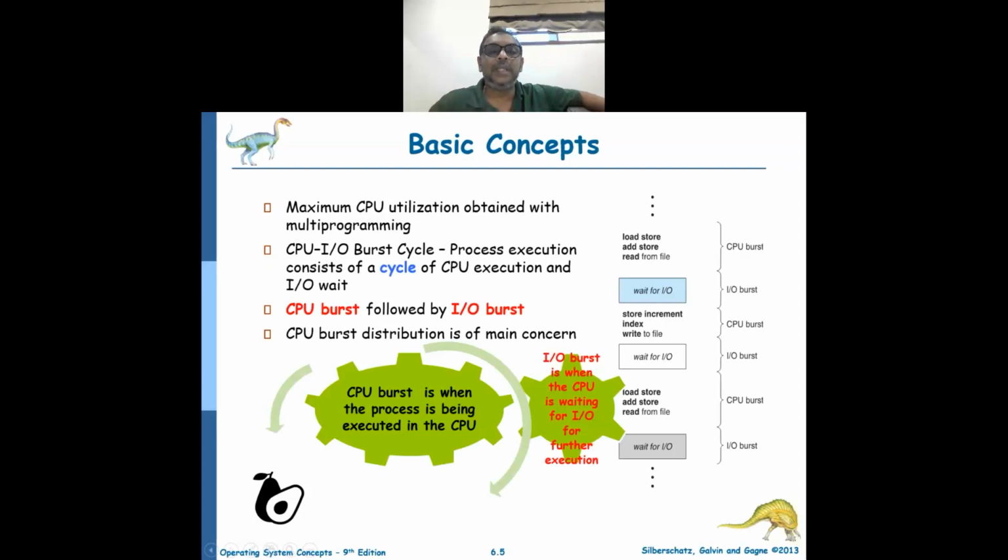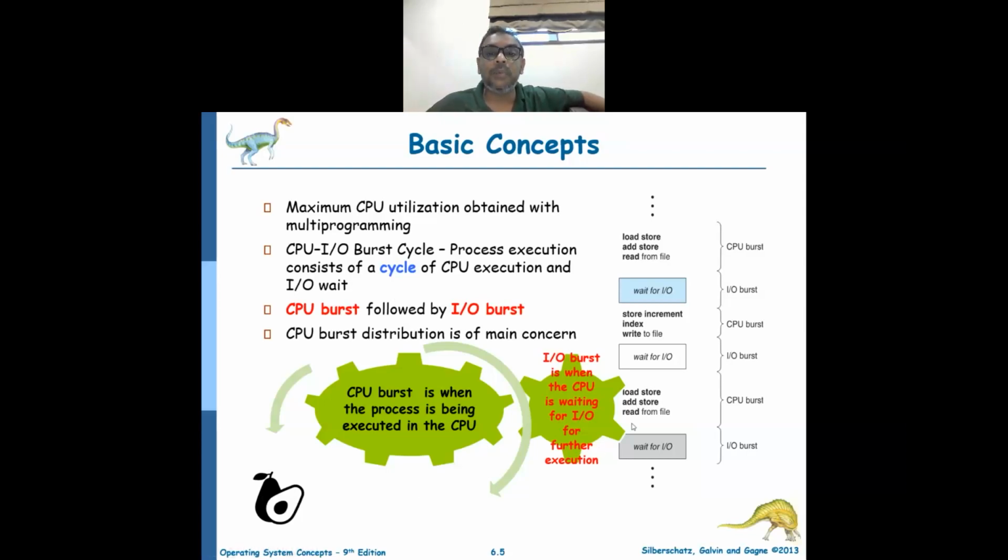So the basic concept, before we continue, is that you must understand what the CPU burst is, followed by the input-output burst. A CPU burst is when the process is being executed in the CPU. That's quite simple. When the process is being executed inside the CPU, this is called a CPU burst. That means the CPU is doing something.